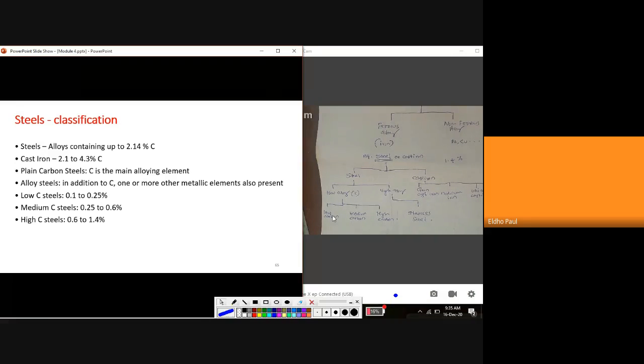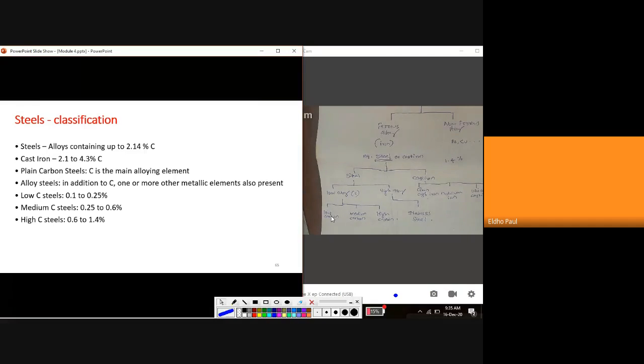That falls under 0.1 to 0.25 percentage of carbon, which is basically the low carbon steel. Its main applications are automobile bodies, automobile structural components, and structural shapes like I-beams, different types of channels, angles, sheets, pipelines, buildings, bridges, and tin cans. Everything can be produced using low carbon steel. So this is the greatest percentage of steel used.